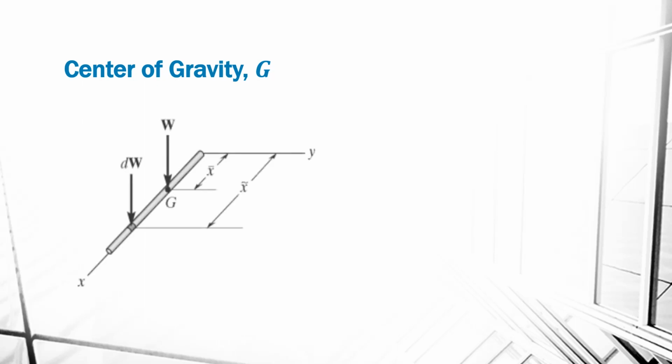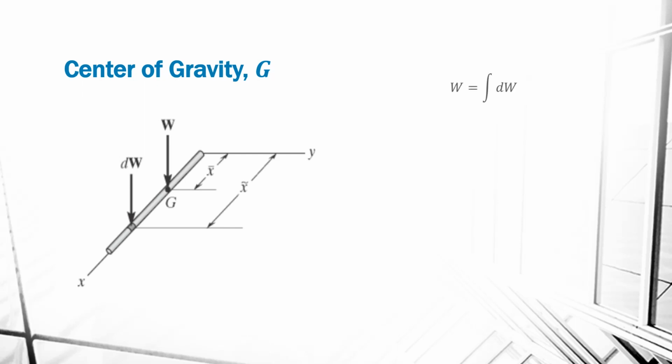Let's start first by looking at the center of gravity, which we usually express with the variable capital G. Let's consider the rod in the figure. The rod has a total weight of W, which acts at the center of gravity G, which is located at a distance of x bar from the y-axis. At this moment, we don't know what that total weight is, and we don't know what that distance x bar is. However, we can take a small section of that rod, an infinitesimally small section with a weight dW that is located at an arbitrary distance x from the y-axis.